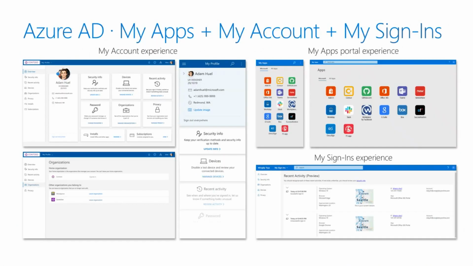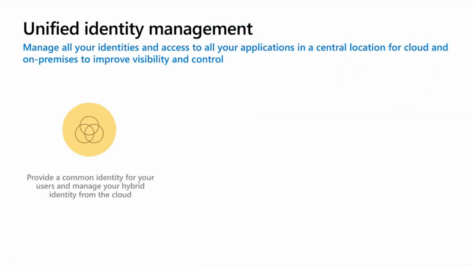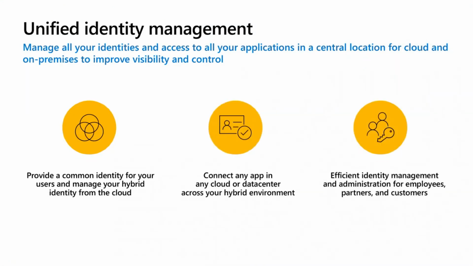All right, so let's talk about hybrid identity for a moment. You can only secure what you know and what you have visibility into. And by providing this single identity system for both cloud and on-prem and SaaS apps, et cetera, you can close a lot of very critical security gaps.